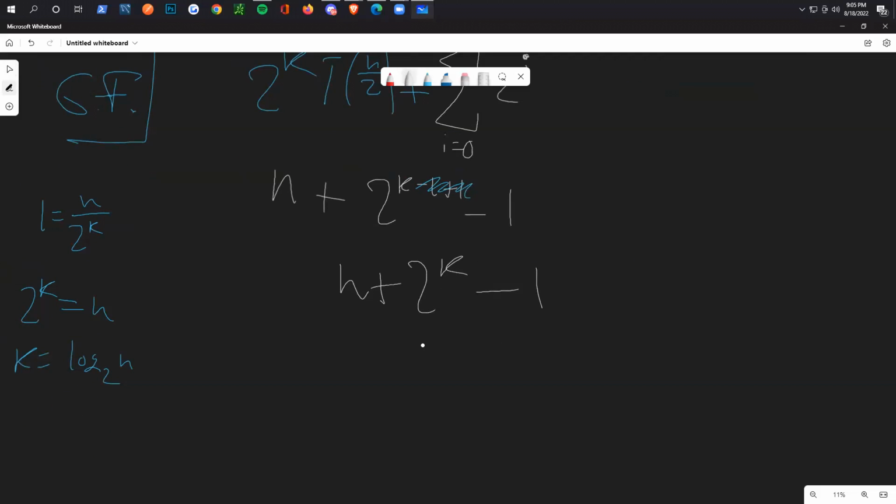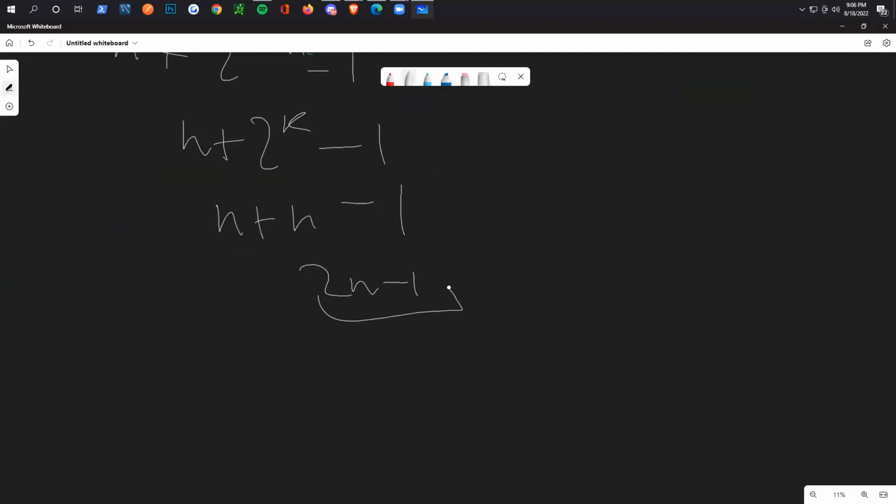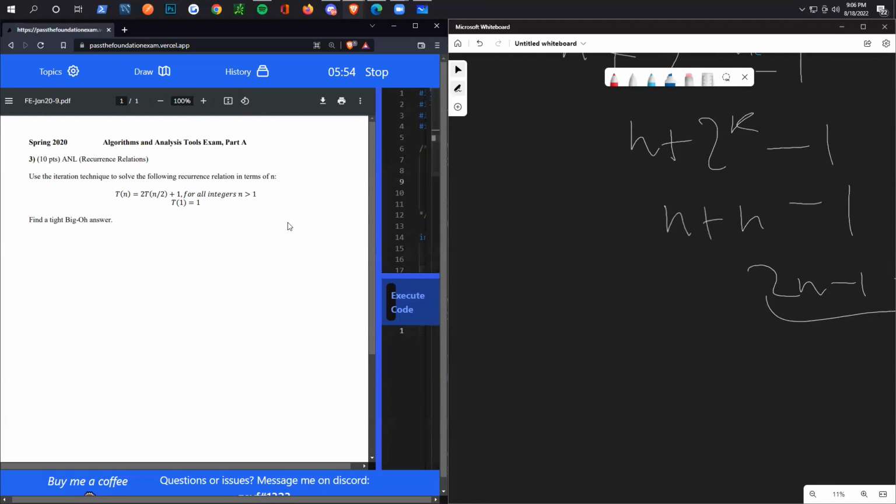So we're left with n plus 2 to the k minus 1, and we know that 2 to the k is n, so we have really n plus n minus 1, which is 2n minus 1, and this is the closed form. But if they ask us for the big O, we know it's just O of n. So let's check out the answer for that.